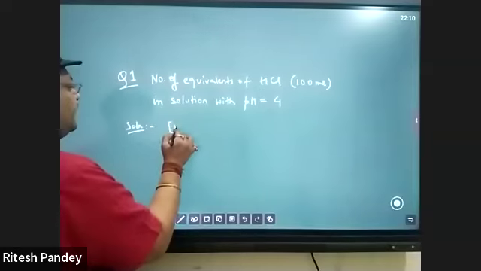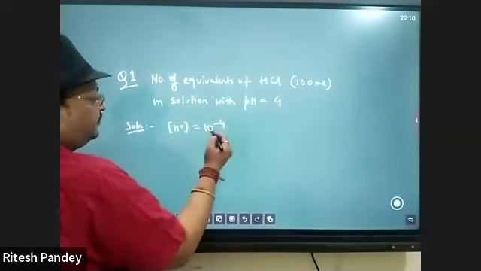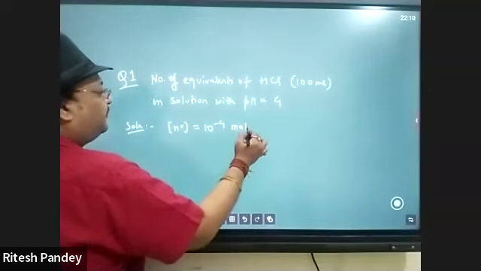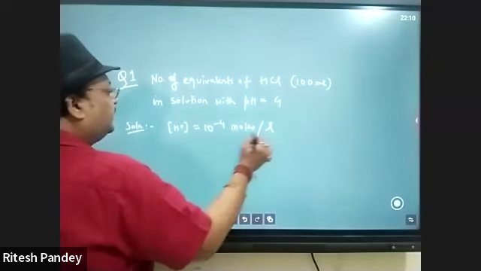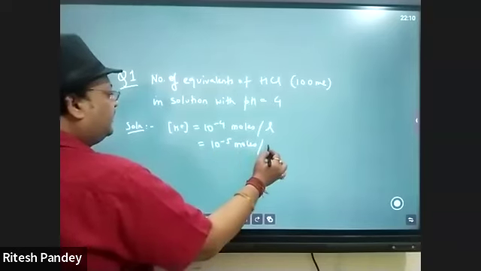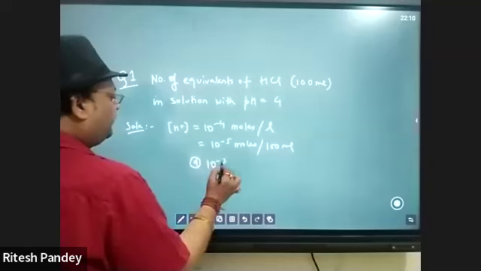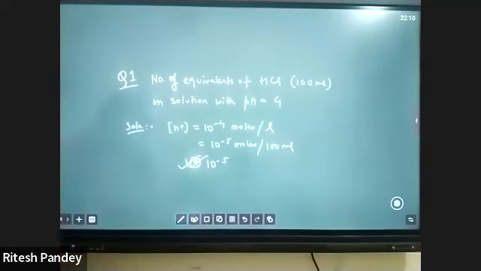Naturally, pH equal to 4 will mean H plus is equal to 10 to the power minus 4, but let's not forget this is 10 to the power minus 4 moles per liter, which is as good as 10 to the power minus 5 moles in say 100 ml. So option D, which is 10 to the power minus 5, is indeed the right answer. We'll want to move on and talk about question 2 now.